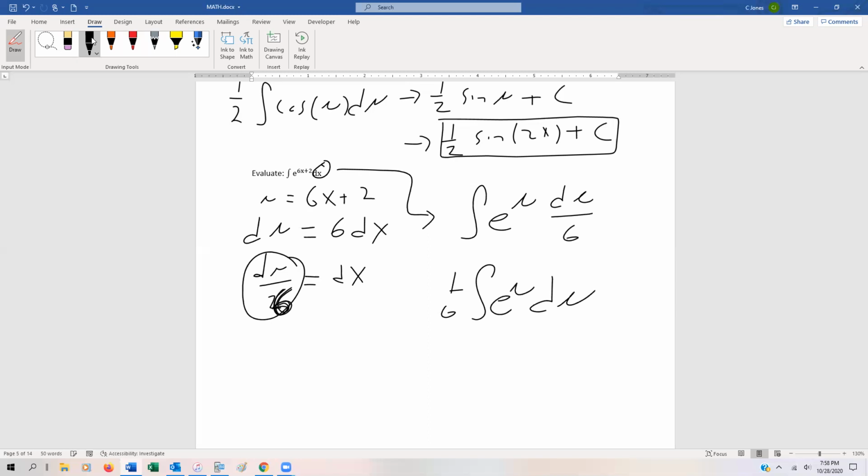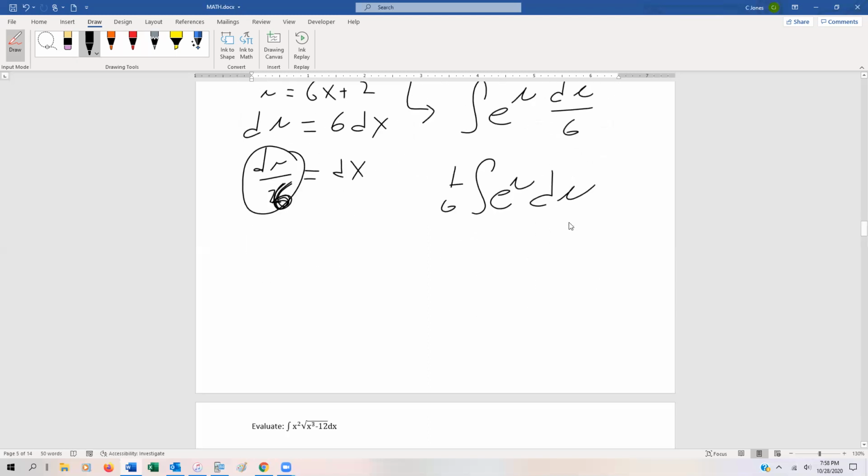And this just becomes the easiest possible integral we have. So now we're going to get 1/6 e to the u plus our constant c. And then finally, we're going to back substitute. And by back substitution, we get 1/6 e to the 6x plus 2 plus our constant c.